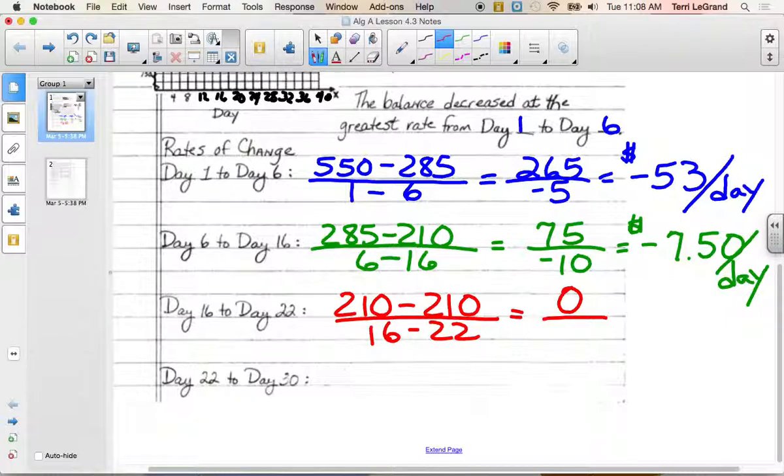16 take away 22. How many days went by? But we have to make it negative. -6. What's 0 divided by anything? 0. So we have $0 per day. In other words, no change, right? And notice on the graph, there's no change. It's horizontal, isn't it? The balance did not go down or up.